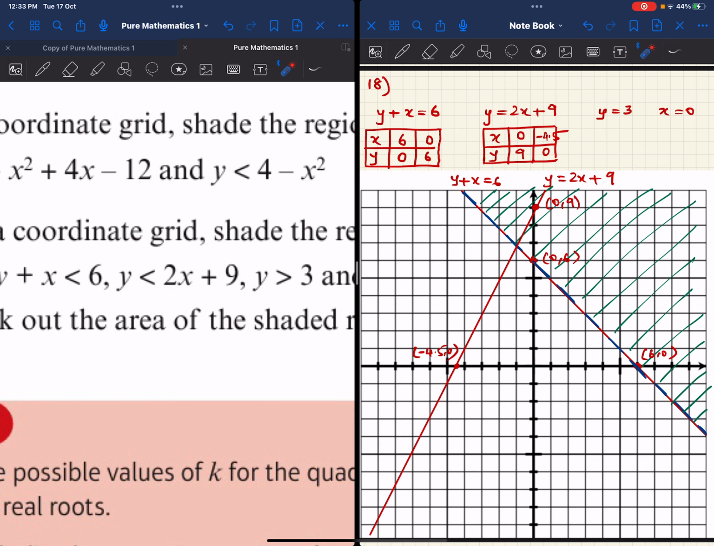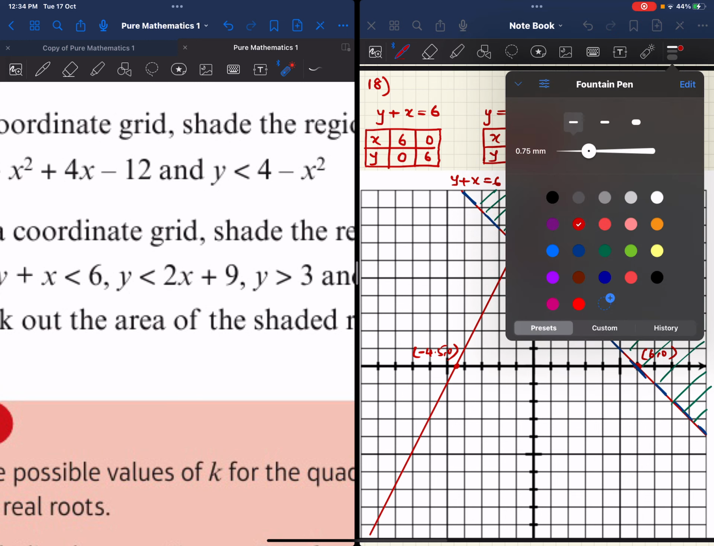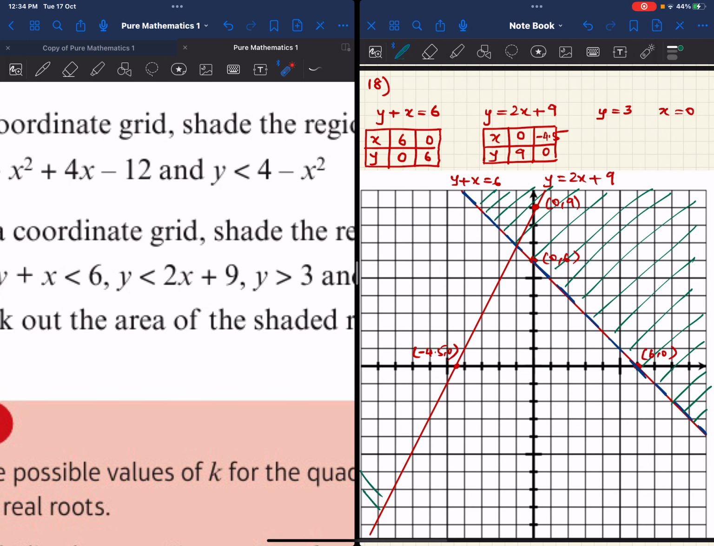Okay, this is the true region, sorry. This is the true region containing the point 0, 0. Okay, so this is the false region here. So we'll shade the false region. So shading the false region.